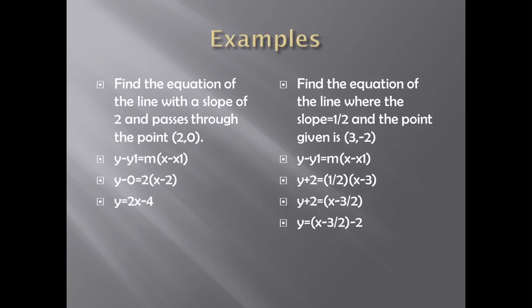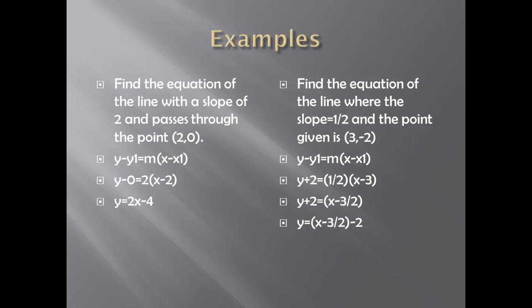We're going to find the equation of the line with the slope of 2 that passes through the point (2, 0). With the point-slope form, we know that x1 is 2, y1 is 0, and the slope is 2. So you plug in the givens, and now you have y minus 0 is equal to 2 times x minus 2. And when you distribute and combine like terms, or just get rid of any unneeded information, you now have y equals 2x minus 4.